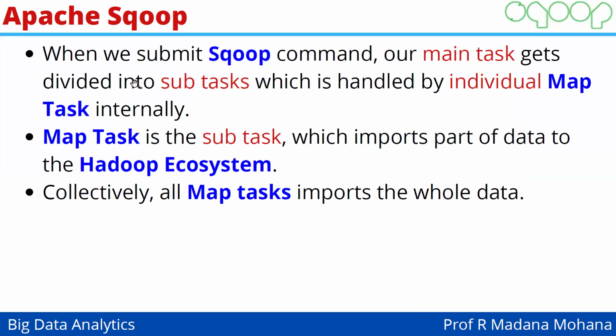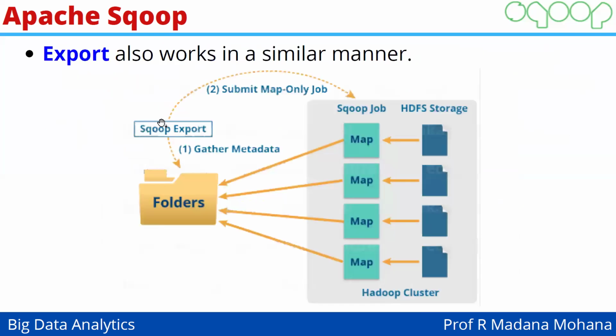So when we submit a Sqoop command, our main task gets divided into subtasks, which are handled internally by individual map tasks. A map task is the subtask which imports part of the data to the Hadoop ecosystem. Collectively, all map tasks import the whole data. Export also works in a similar manner.